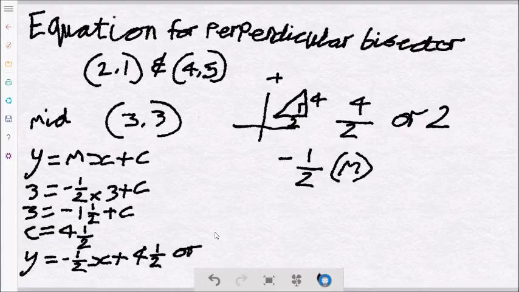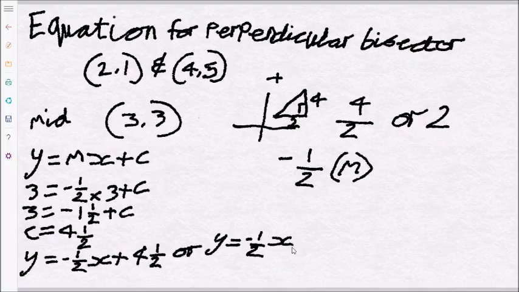or you can do it as a top heavy fraction, so it would be y equals minus a half x plus, to make it a top heavy fraction, instead of doing 4.5 you would do 9 over 2, and that is your formula, or your equation even, for the perpendicular bisector.